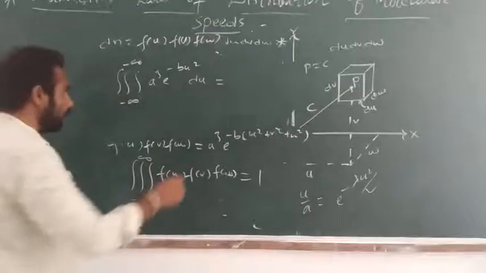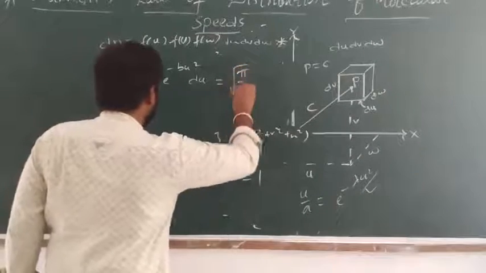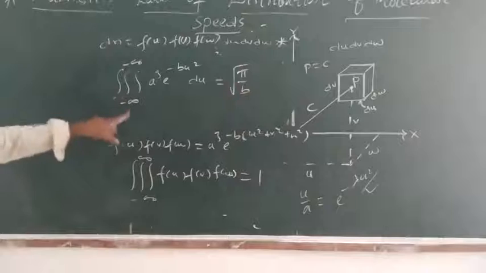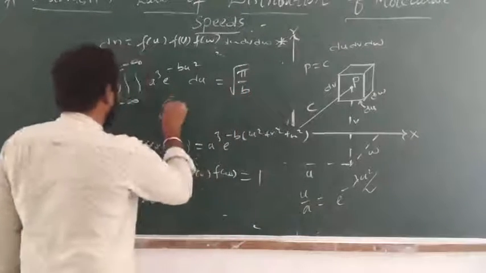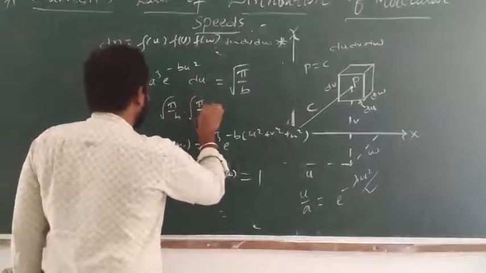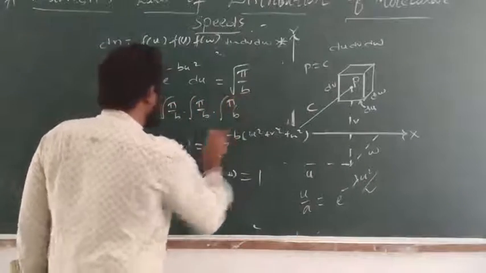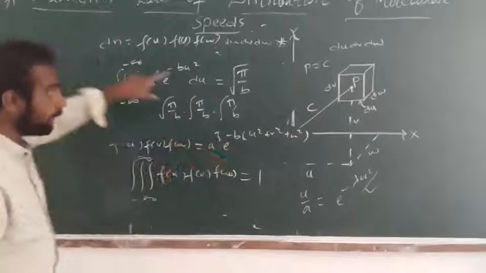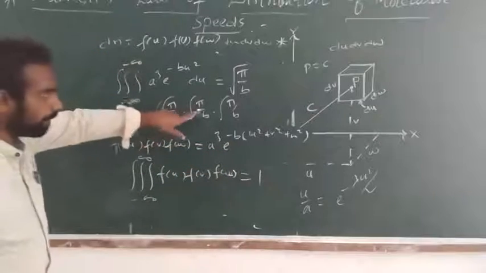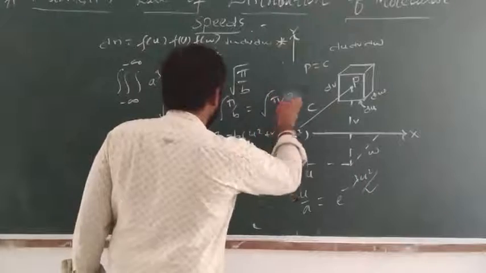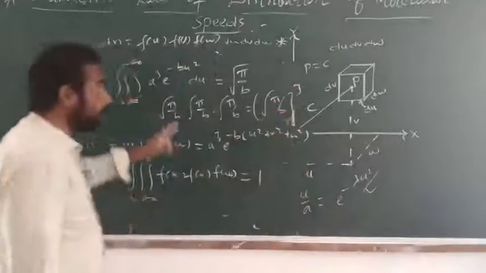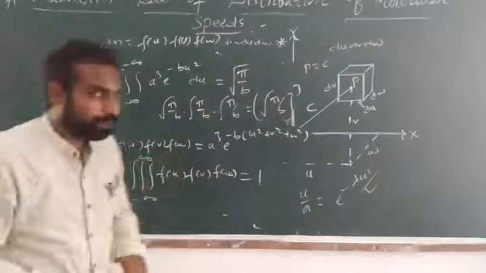According to the integration formula, it is under root pi by b. This value is directly given. Like that we have the other two terms. Hence, it will become under root pi by b into under root pi by b into under root pi by b. Like that we have three values here. So the integration will be under root pi by b whole cube. This is the value of the integral of f of u, f of v, f of w here.